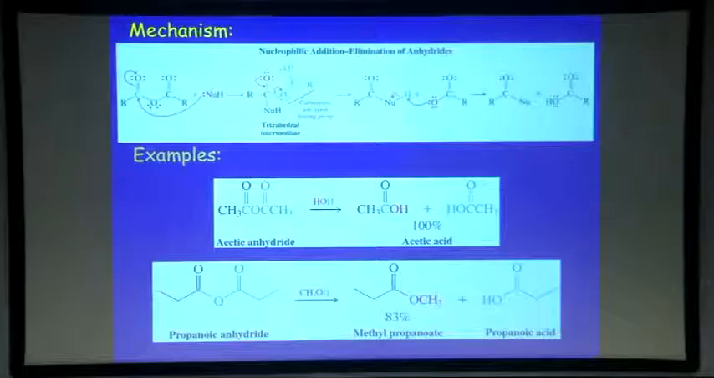So here's an example. Acetic anhydride hydrolyzes 100% to this, but if you take methanol, you get the corresponding ester plus one molecule of the carboxylic acid. And because you're wasting part of the reagent, this is not very popular. There's one application, however, where it's actually unique, and you have to use an anhydride, and that is cyclic anhydrides.